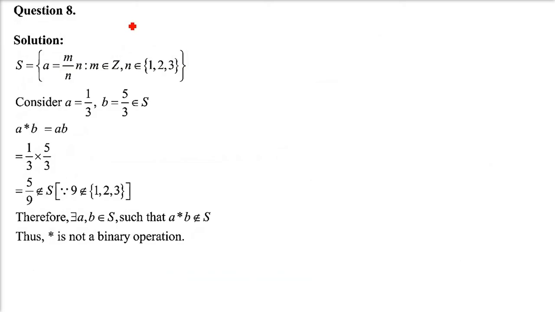Question number 8. Let S be the set of all rational numbers of the form M by N. So this set is of the form M by N. Please remember, the set is a kind of rational description here, M by N, where M and N are clearly specified. M can only be an integer, and the N can only be 1, 2 or 3, nothing else. So M from Z, N from 1, 2, 3.